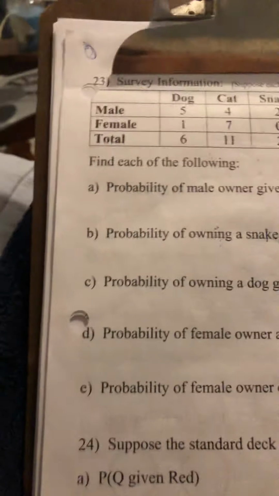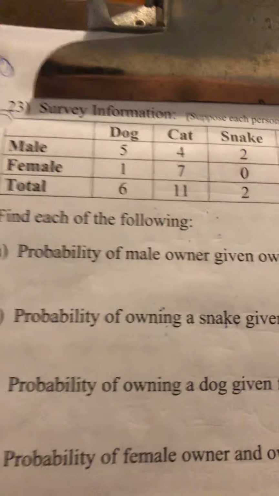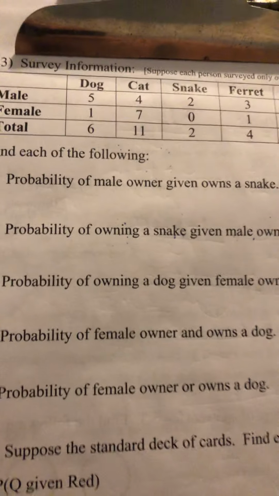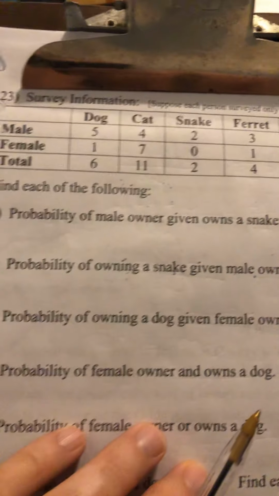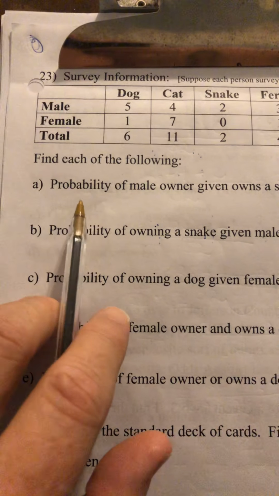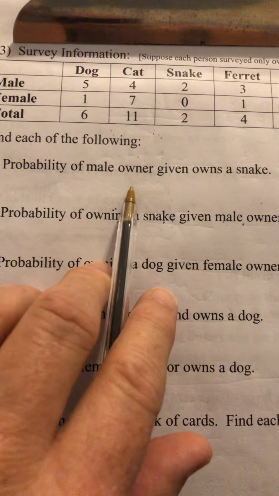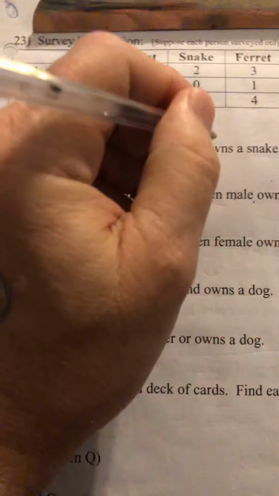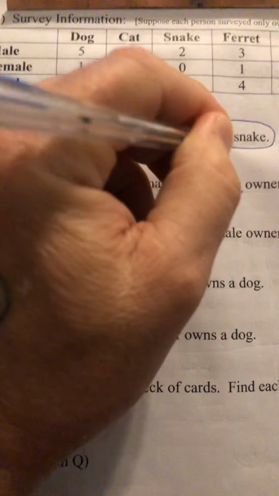All right, ladies and gentlemen, we're going to look at question number 23. This is on page 77. Basically, they give you what they call survey information. You can see some totals for different things. So the first thing they want to know is what's the probability of a male owner given, okay, this is very important.